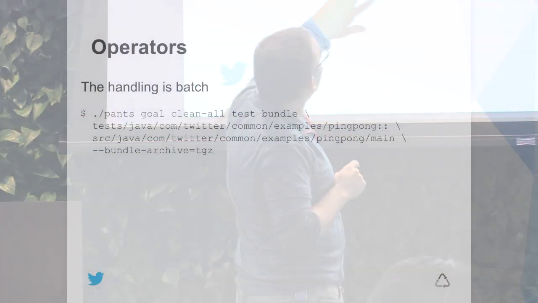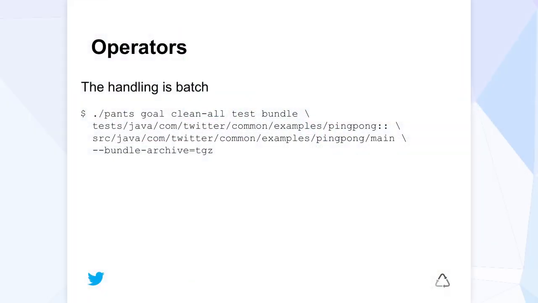An important point is that Pants is batch in both the universe that you want to operate on, basically the set of targets, and in the goals you want to perform on that universe. So here's an example command line where there are actually three goals. Clean all is a goal. Horrible goal. Your build tool should never need to clean all, but Pants still does. And then test and bundle.